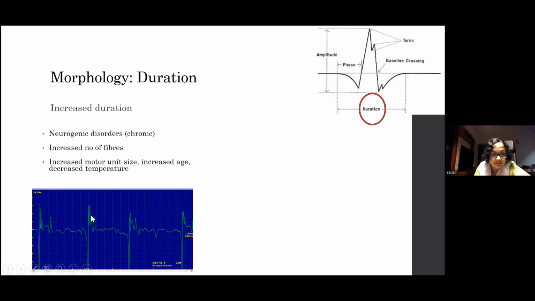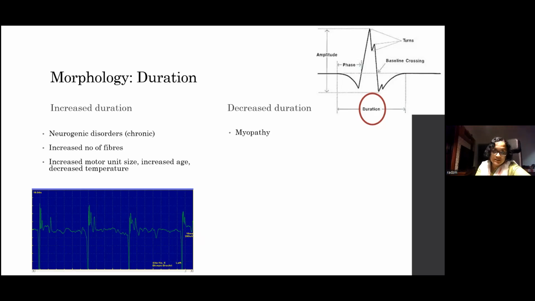And then you can see the amplitude itself is okay because the sensitivity is set at 200 microvolts. But if this sensitivity was set at 1 millivolt, then the amplitude also would be very large. It would be 7, 8 millivolts. But because it's only at 200 microvolts, amplitude is also within normal limits. But the rest of it is neurogenic.